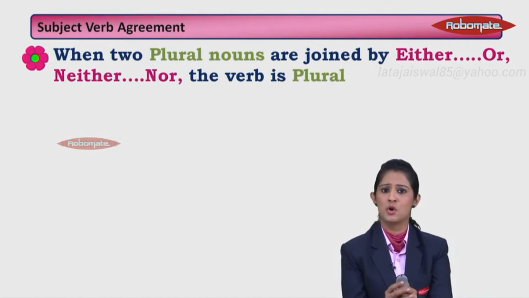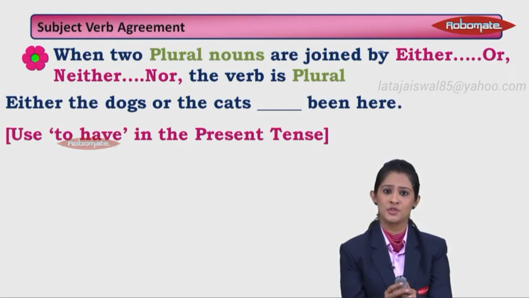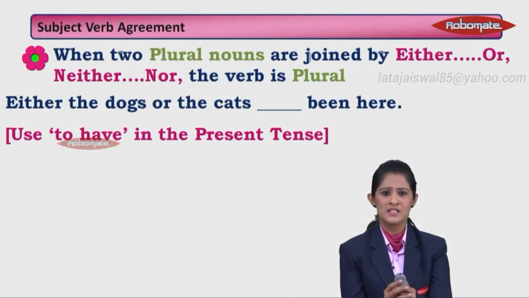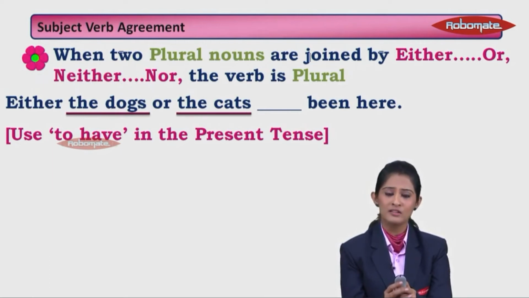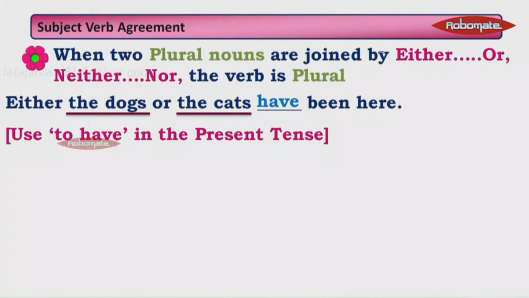When two plural nouns are joined by either-or, neither-nor, the verb is plural. So let's see. Either the dogs or the cats dash been here. Here again we have to use the word have or has in the present tense. So are we talking about singular dog or plural cat? No. We are talking about the dogs or the cats. Again, either of them. Maybe the dogs or maybe the cats. And both of them are plural. We use the word have. So your answer is either the dogs or the cats have been here.